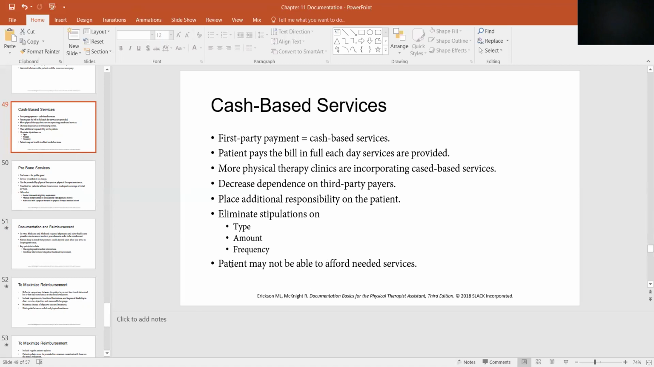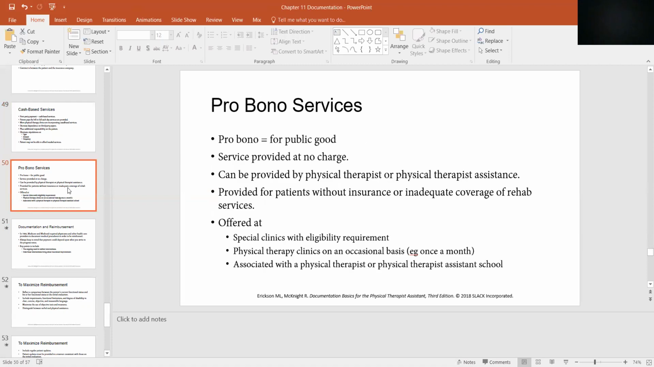So as you see, this bullet point at the bottom, the patient may not be able to afford the needed services, and that happens. We do still have some people out there who cannot afford insurance, and so sometimes they get hurt. They have to find some way to pay for it.